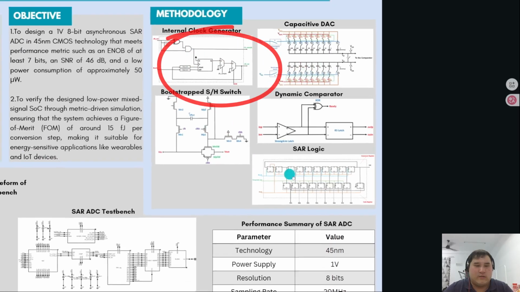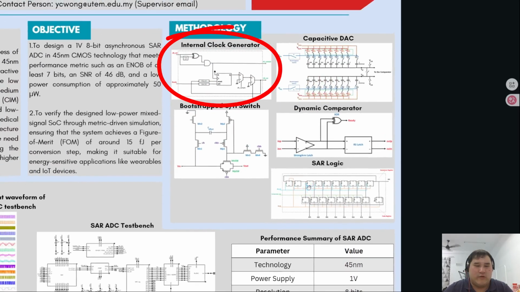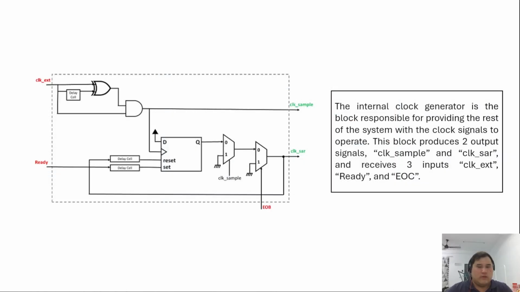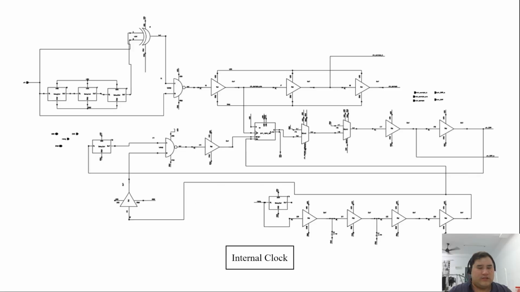First is the internal clock generator. The internal clock generator is the block responsible for providing the rest of the system with a clock signal to operate. This block produces two output signals, clock sample and clock SAR, and receives three inputs: clock external, ready, and EOC. This is the schematic diagram of the internal clock.